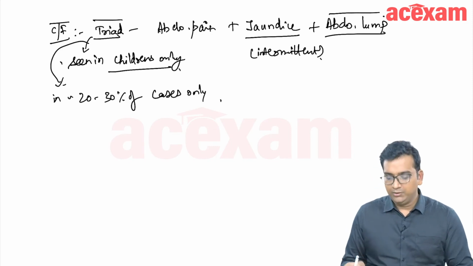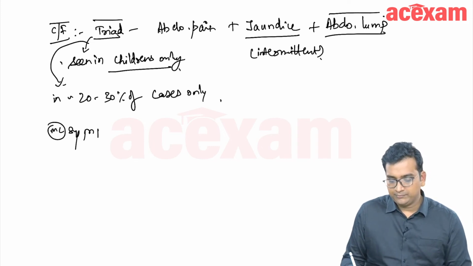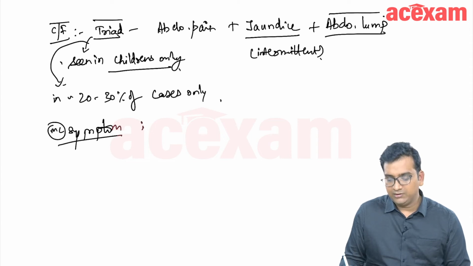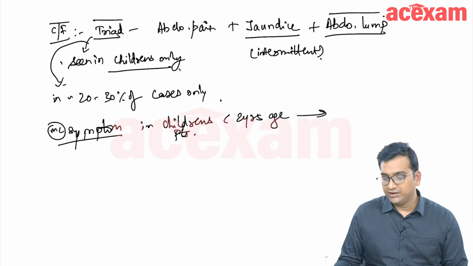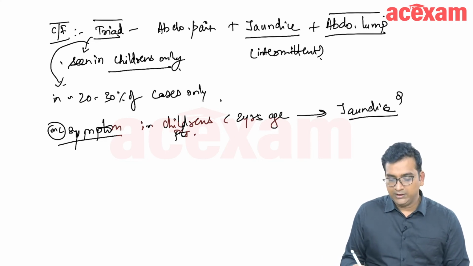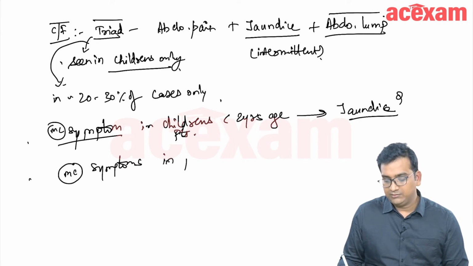Now, what is the most common symptom in patients who are less than 2 years of age? The most common symptom is jaundice. And the most common symptom in patients who are more than 2 years of age is abdominal pain.